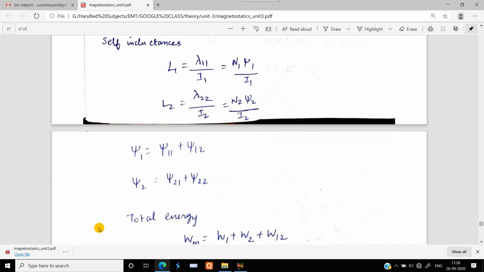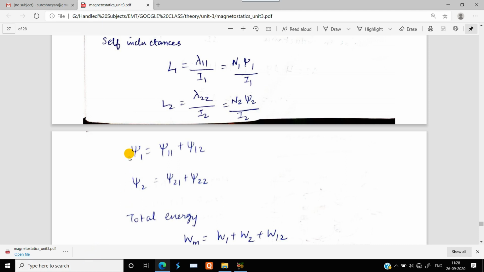We can represent the whole inductance as the summation of the self inductance and the mutual inductance in the same coil. So in the first coil, L1 is lambda 11 divided by I1, that is the self inductance. So that is N1 into psi 1 divided by I1. L2 is equal to lambda 22 divided by I2, which is equal to N2 into psi 2 divided by I2.